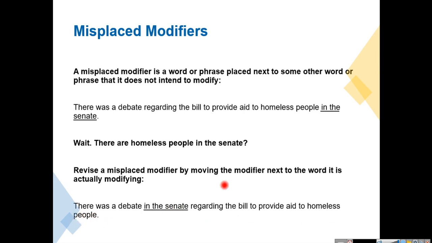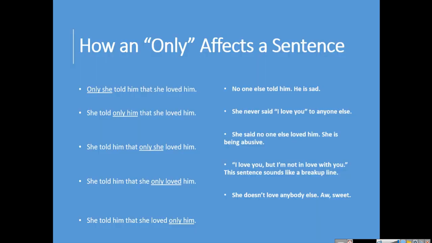You notice how I'm not saying right now that there are homeless people in the Senate, but I just changed it in the Senate so that the bill was clear and was just providing access to aid to the homeless people. So we call that a misplaced modifier. A very common misplaced modifier that we often commit is "only."